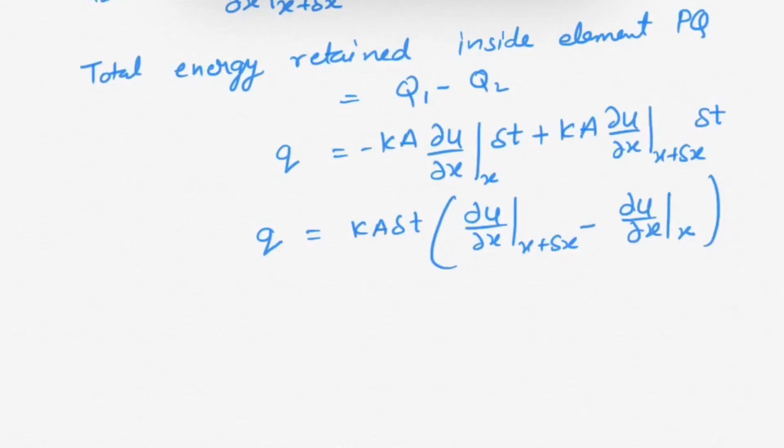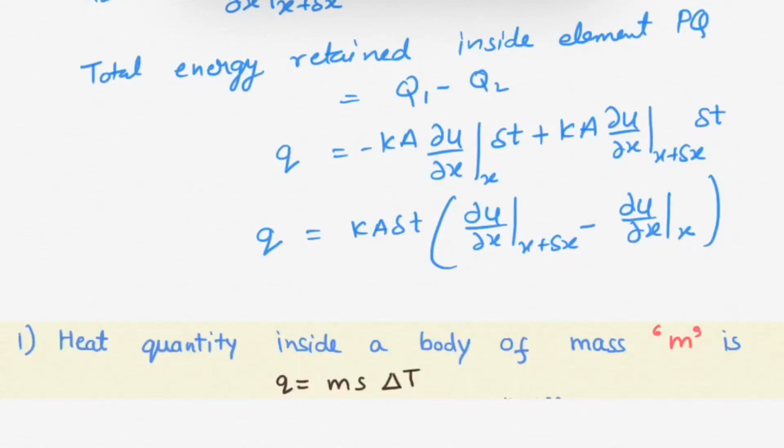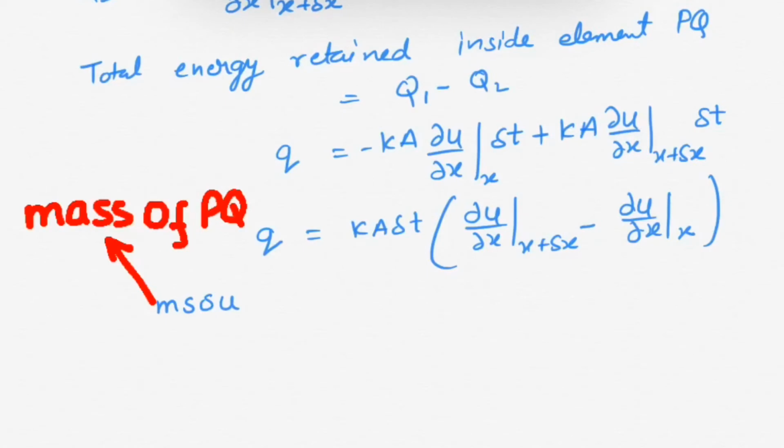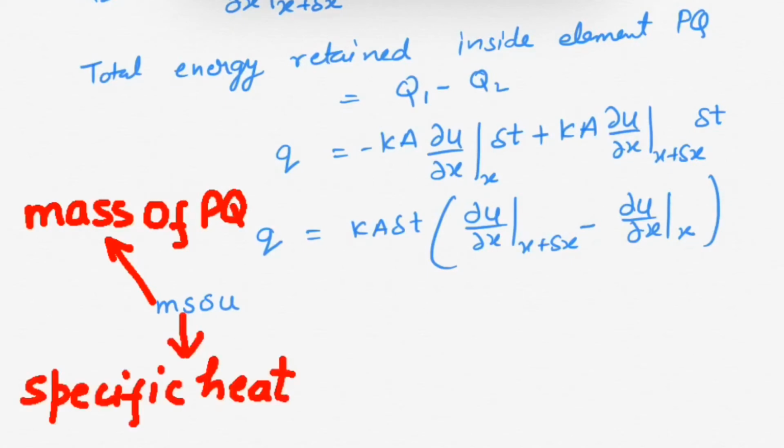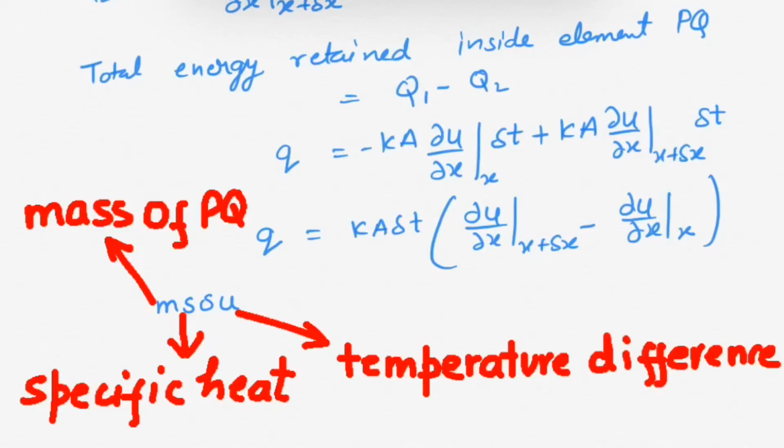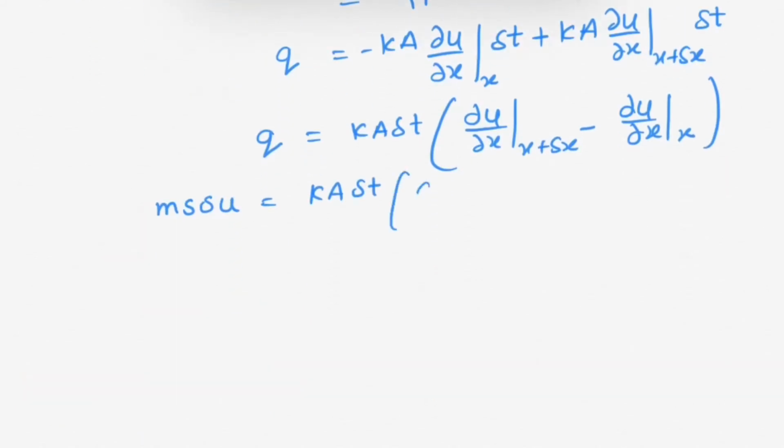And on the LHS we have small q, which is the heat energy inside the element PQ, and using fact 1 it will be m s del U. Here m is the mass of the element PQ, s is the specific heat of the rod, and del U is the temperature difference, and this equals K A delta T times del U over del X at point X plus delta X minus del U over del X at point X.